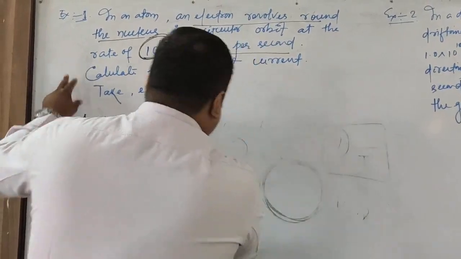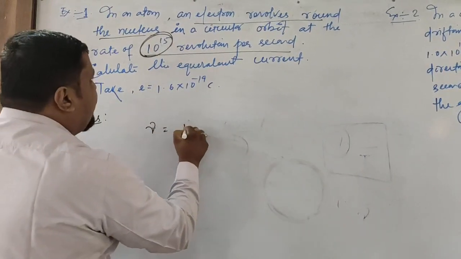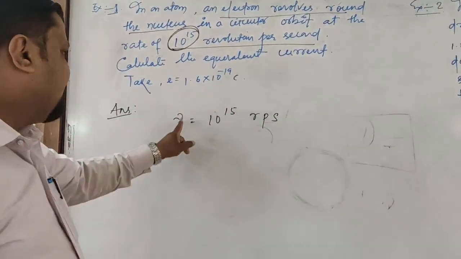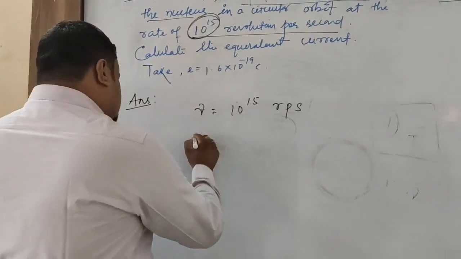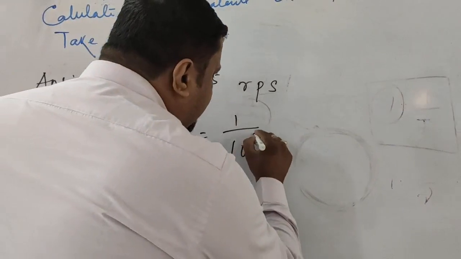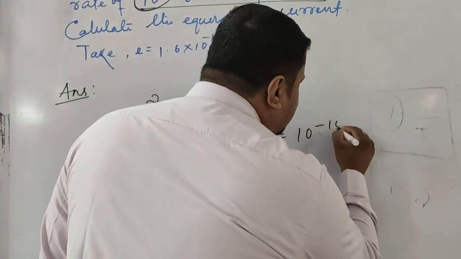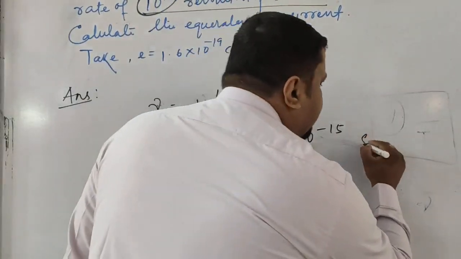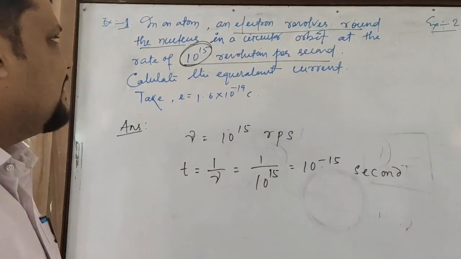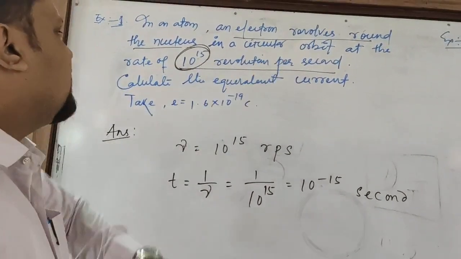Here the given frequency is 10 to the power 15 revolutions per second. The time period T is equal to 1 by frequency, so 1 by 10 to the power 15, which is equal to 10 to the power minus 15 second. This is the time taken by an electron to revolve around the nucleus, which I calculated from 10 to the power 15 revolutions per second.